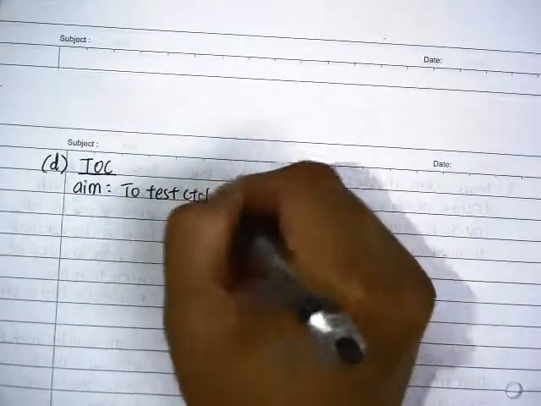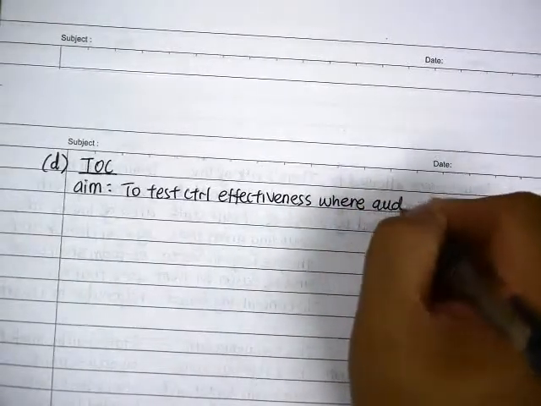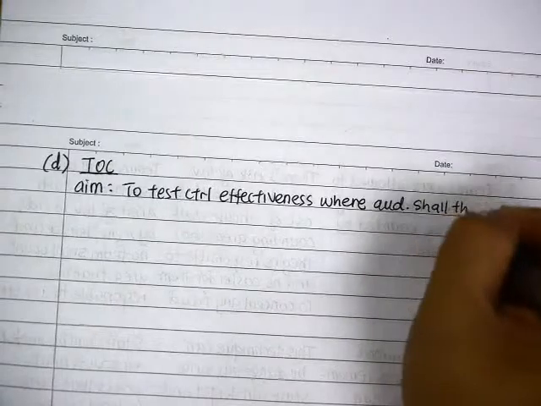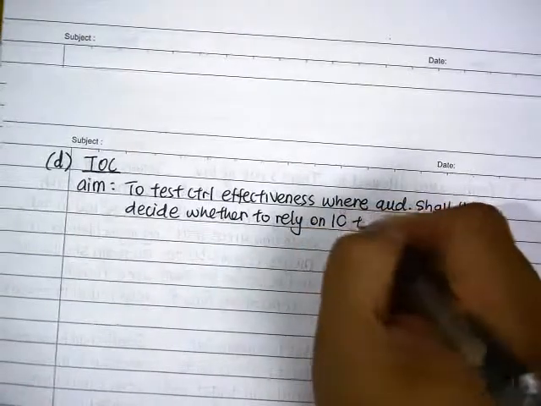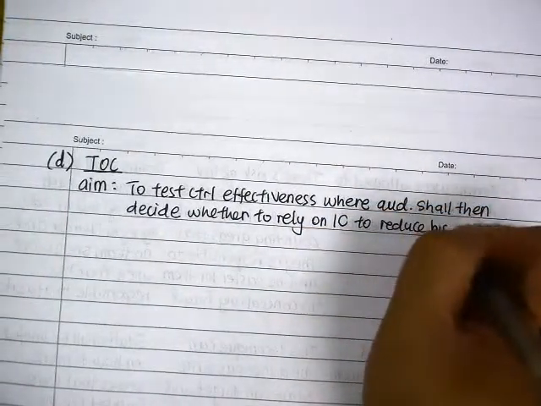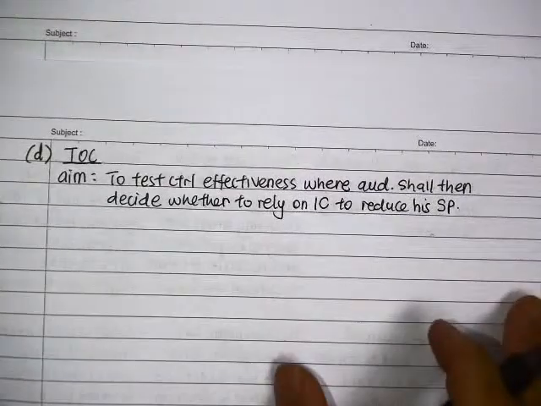Now we can write like that, TOC. What's the aim of test of control? To prove if control is effective, right? So the aim is to test control effectiveness, where the auditor shall then decide whether to rely on the internal control to reduce its substantive procedure. So the whole purpose is to test control effectiveness.